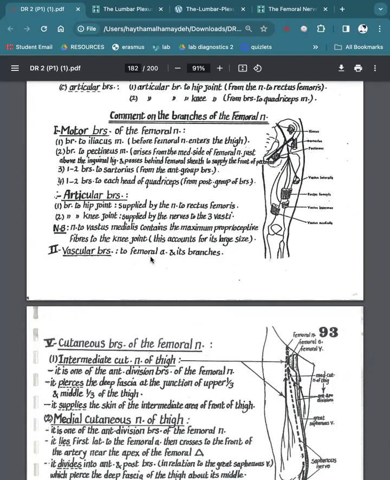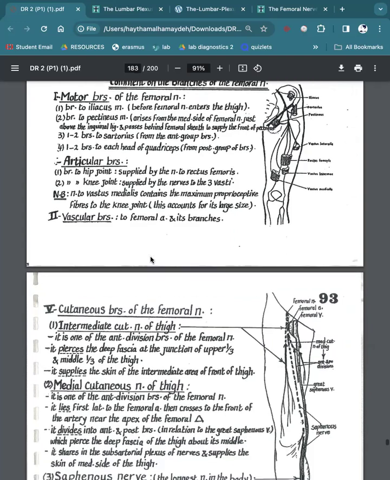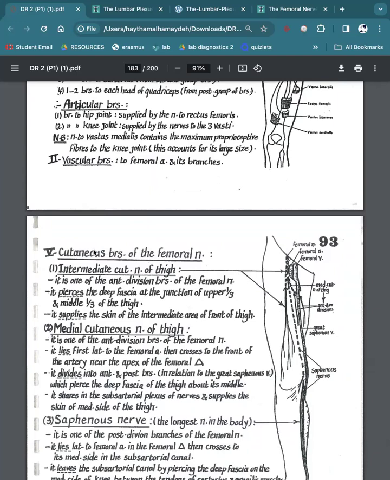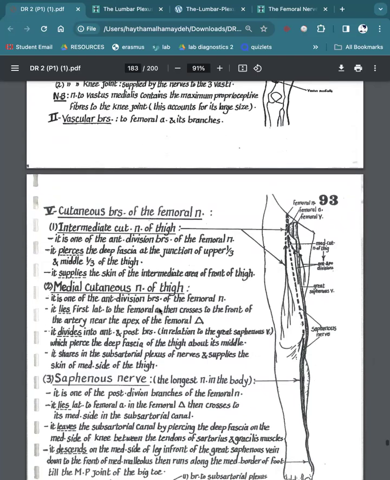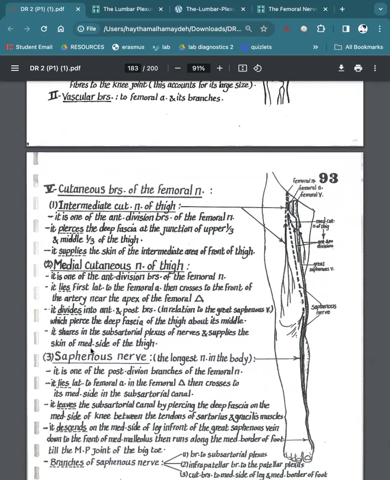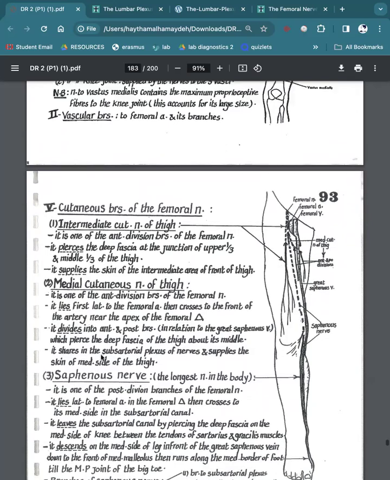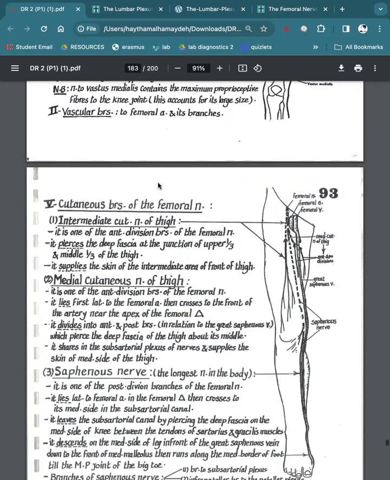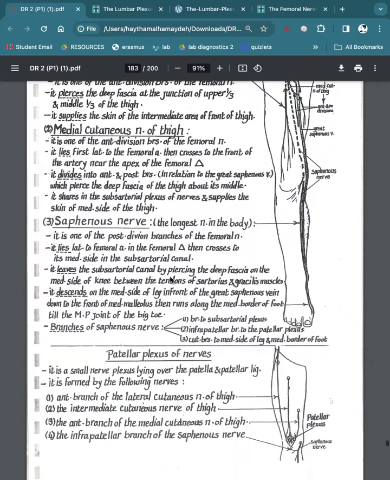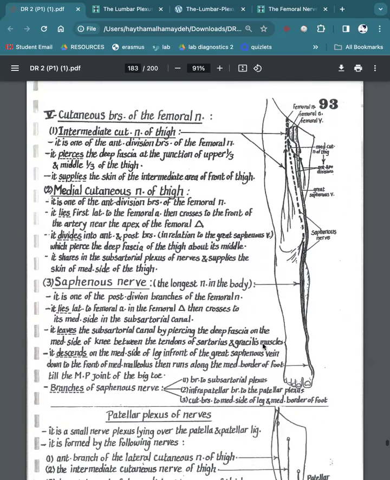So the nerve also supplies the arteries. Why? Because the arteries need to constrict or dilate. And then again, we go to the cutaneous branches of the femoral nerve, supplying the skin: the intermediate cutaneous nerve of the thigh, the medial cutaneous nerve of the thigh, and of course the saphenous nerve that comes off the posterior division. Okay, that's the end.